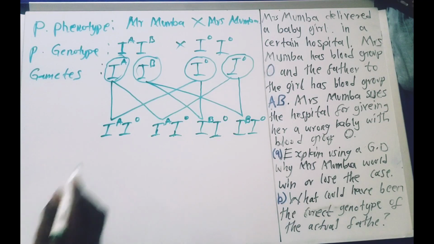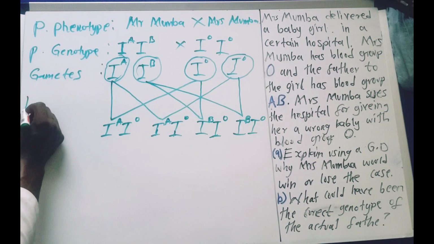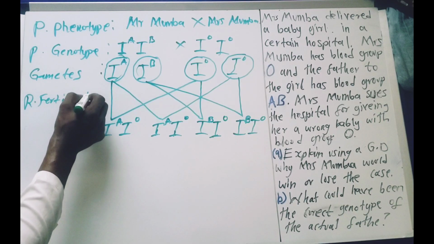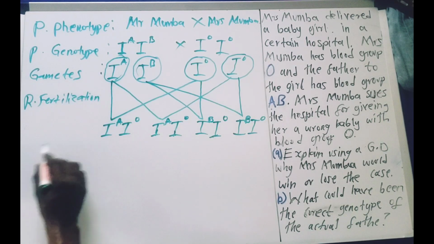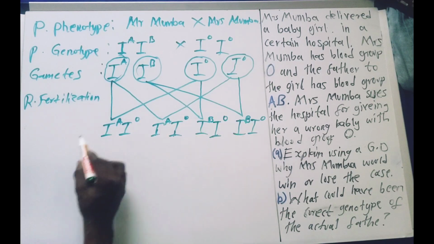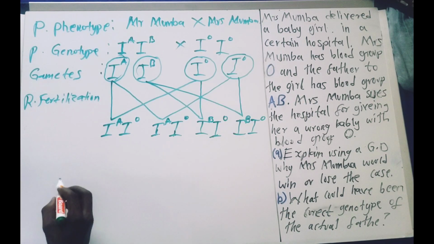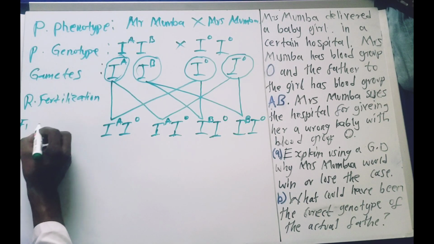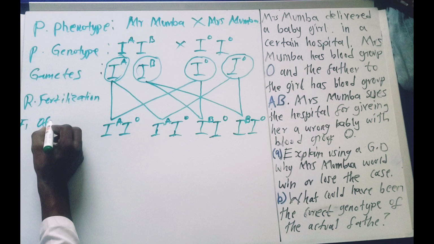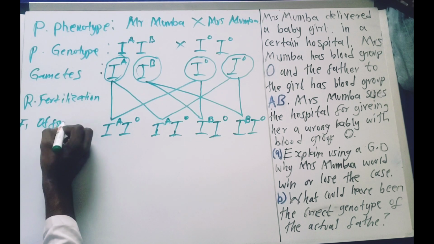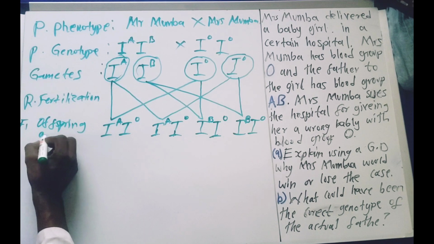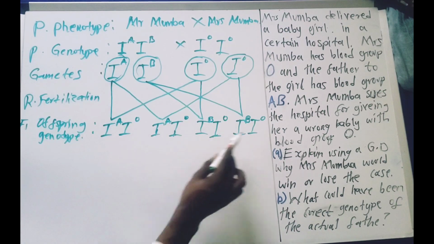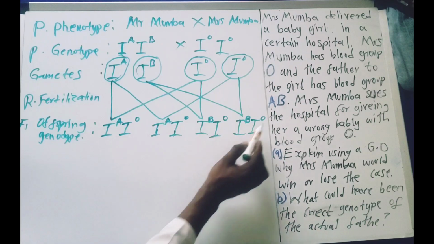Okay, so this is random fertilization. We say random fertilization. Okay, this stage. And these are the genotypes of the what? Of the children. Okay, so you say this is what? F1 offspring. The offspring genotype. This is the filial one offspring what? Genotype. It's going to be like this.